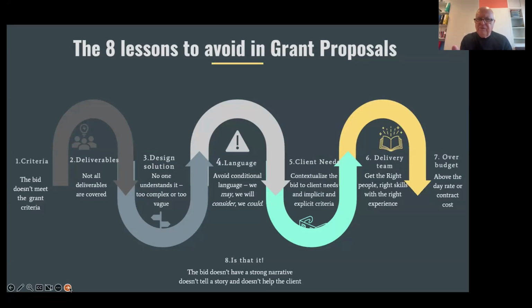Make sure that you've got a delivery team. Make sure it's really good. Make sure that it's not above their day rates, their budget, and just ensure that it meets the criteria. If you just look through, those are all very sensible. But there's one final bit in all of this. It's what we call the "is that it?" You've worked really hard, you've answered all those questions, but if it doesn't have a strong narrative, it doesn't help. Remember, writing a grant proposal, writing a grant application, writing for a foundation is about telling a story that is persuasive, urgent and necessary.